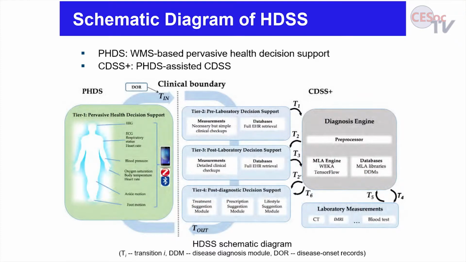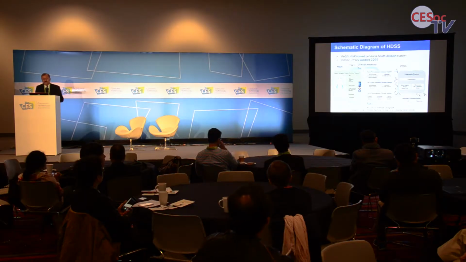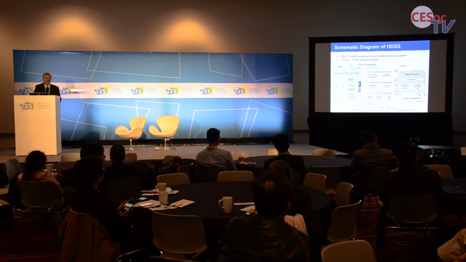Here you have tier 1, which is based on wearable medical sensors. You do some diagnosis, and if there's a disease onset, you tell the individual to go to the other side, beyond the clinical boundary, the clinic or the hospital, where you have these tiers. In tier 2, the physician is going to ask you for your symptoms and do some simple tests. Perhaps those simple tests are not good enough, so then you go to tier 3, where more sophisticated tests are ordered, like MRI, CT scan, blood test, etc. And then finally, you have tier 4, where you have these post-diagnostic decisions: treatment, prescription, lifestyle, etc.